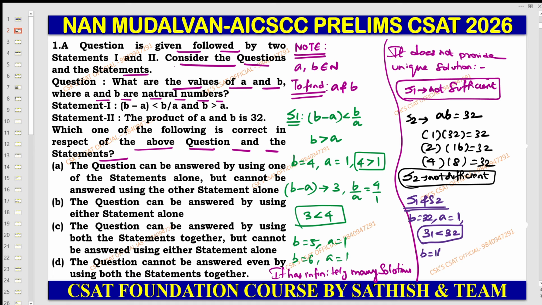Suppose B is equal to 16 and A is equal to 2, what would happen to the first statement? B minus A is 14. Is 14 lesser than 16 by 2, which is 8? No, 14 is not lesser than 8. Therefore this value does not satisfy.